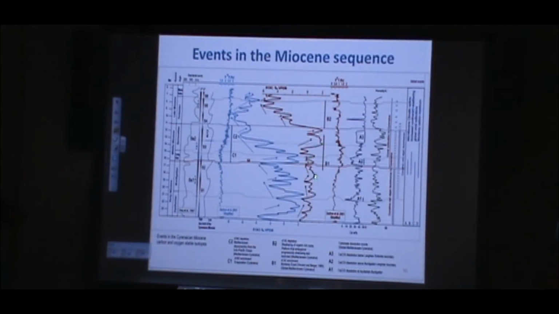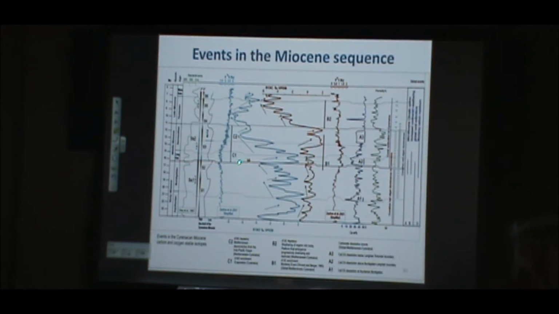Here's the comparison between our carbon, the Cyrenaican carbon, and the Cyrenaican oxygen, and Zachos carbon, the global, and Zachos oxygen. The first thing we noticed here is that we have a wide range of fluctuations in our curves, and this is because of the diagenesis. But still, we can see some events.